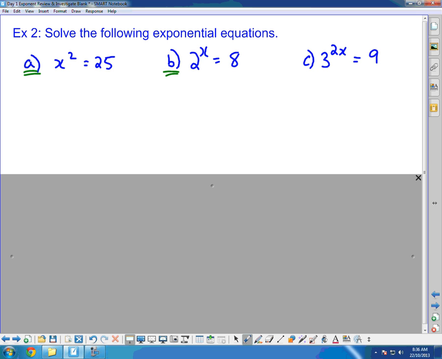One of these is an exponential function. One of them is not. Which one of these is an exponential function, A or B? B is the exponential function. The exponential function is the one that has your variable up in the exponent. What's A called?